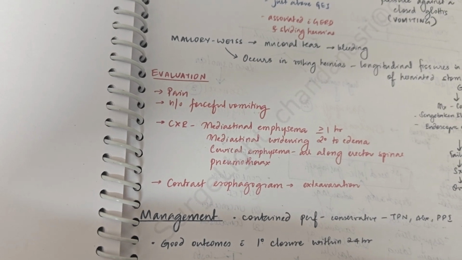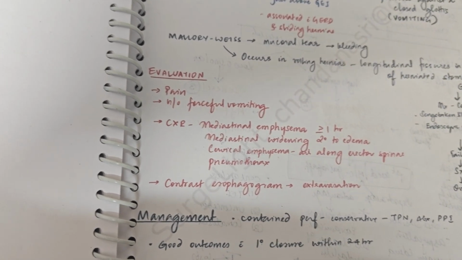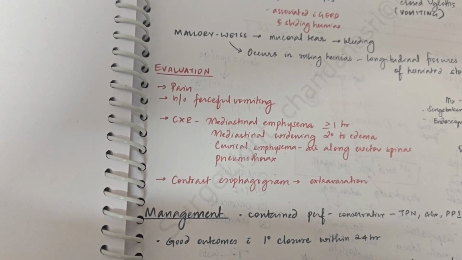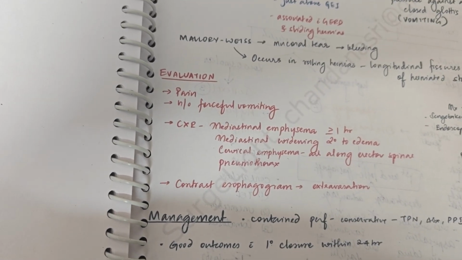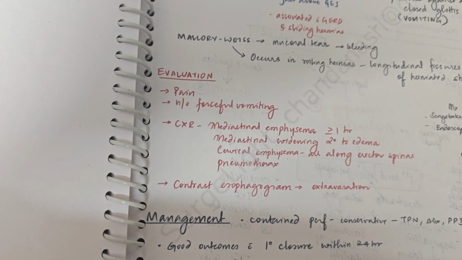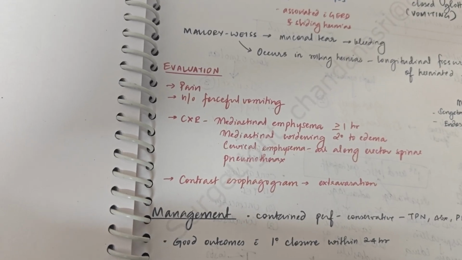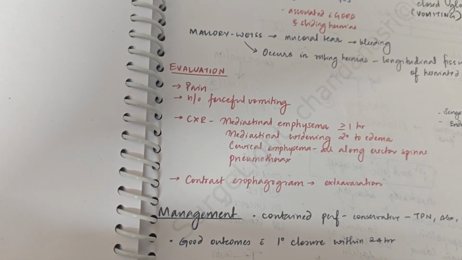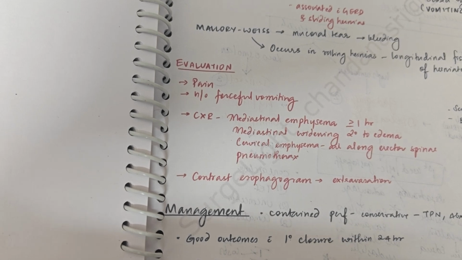So these are the X-ray findings which you need. They can ask you the X-ray findings. Mediastinal emphysema is seen after 1 hour, and you can also see mediastinal widening secondary to the edema. Cervical emphysema is along the erector spinae, and you have a pneumothorax. Remember, it is because of pneumothorax.